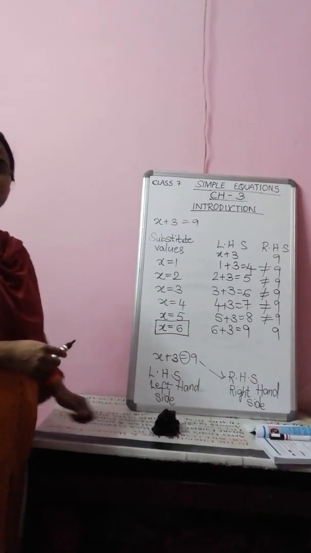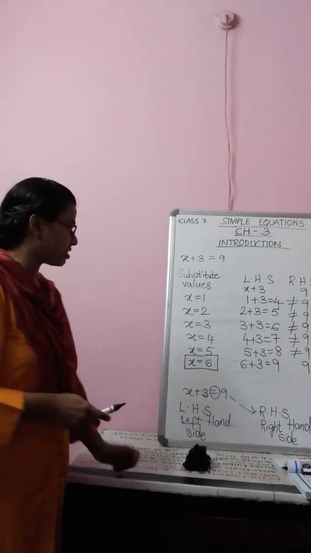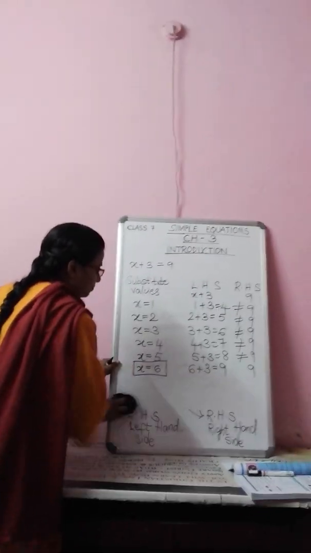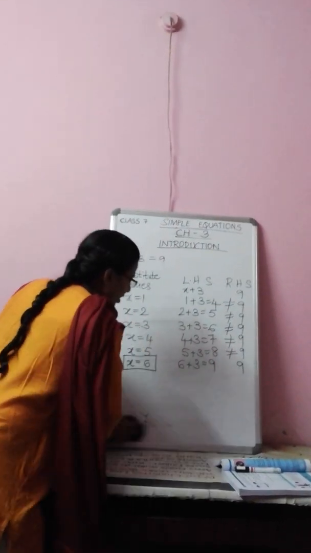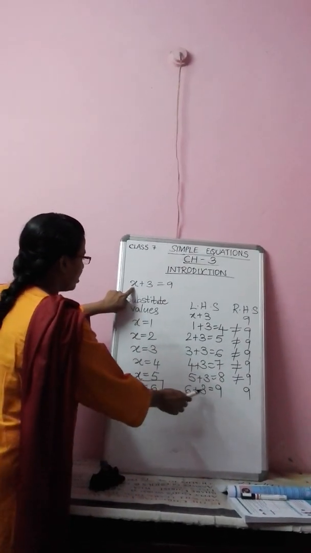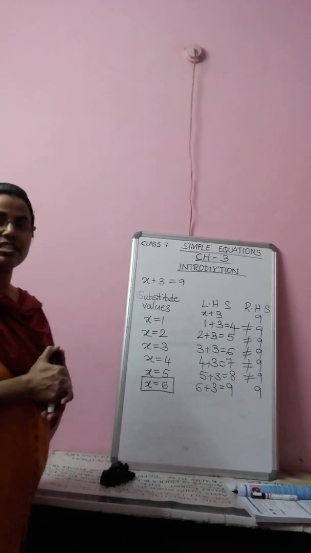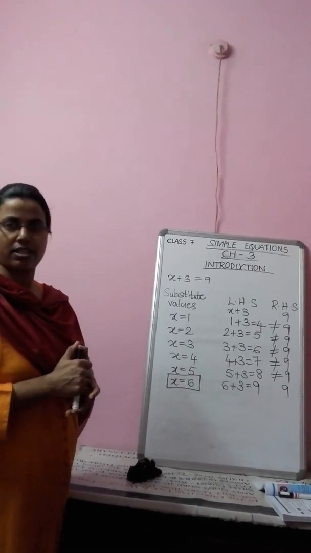The value of x is equal to 6. Let us check now. Already the checking is done here itself. In place of x they have written 6 and 6 plus 3 is 9. So the solution is x is equal to 6.